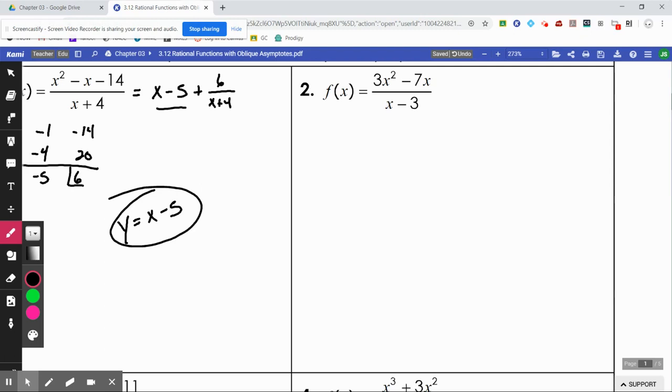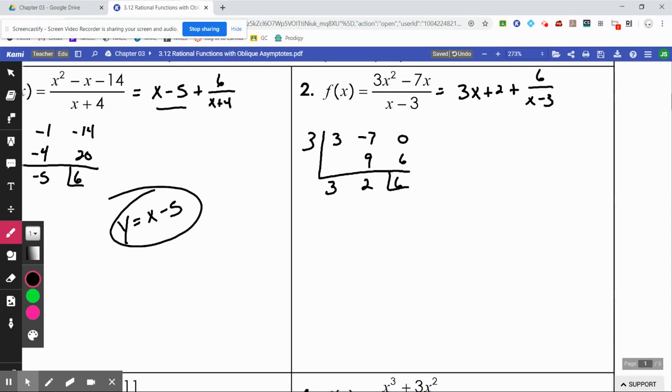The next one, let's rewrite this and use synthetic division. The degree of the top is 2 and the bottom is 1, so it's improper. So you have 3, negative 7, and 0. Bring it down, multiply, add them together, multiply, add them together. So this turns into 3x plus 2. This was your remainder, so plus 6 over x minus 3. So your oblique asymptote is y equals 3x plus 2. And it's as simple as that.